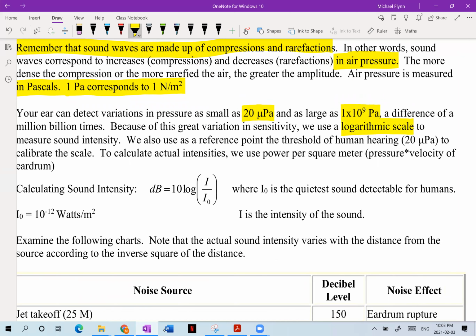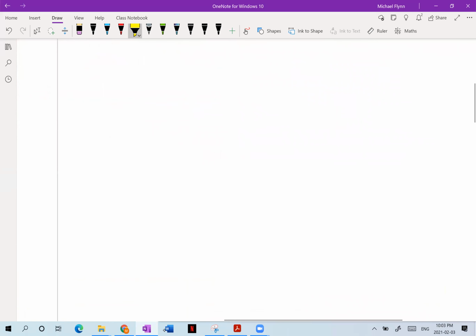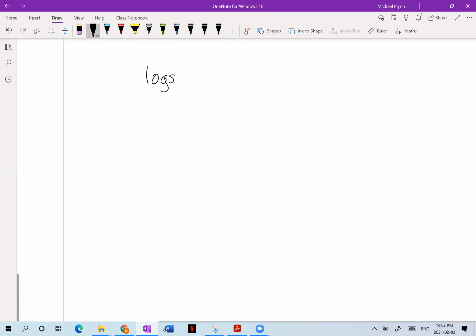Now, you don't know anything about logs yet. And to be honest with you, if I were teaching this to you in grade 11, you might not know anything about it there either because you learned it in grade 12. But I'm going to explain it to you. It's a really simple concept. So before we look at the formula for how we calculate decibels, let me explain just in the margin, logs. We call it logarithm, not logs like logs you build a log house with or something.